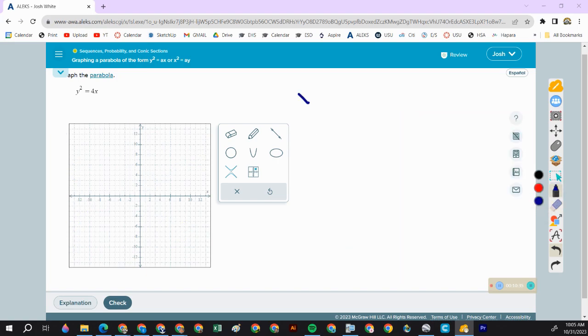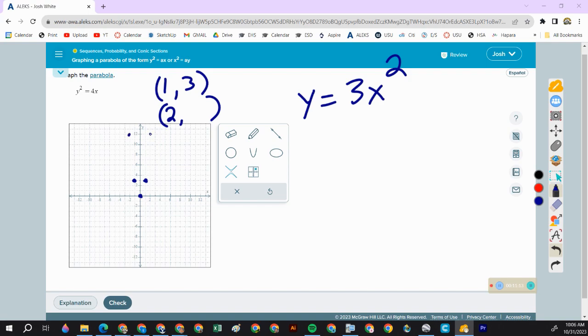What if I had y equals 3x squared? Okay. So my center is 0, 0. What about x equals 1? When x equals 1, what does y equal? 1 squared is 1 times 3 is 3. So 1, 3, which means negative 1, 3 also works. What about 2? 2 squared is 4, and 4 times 3 is 12. So 2, 12, and negative 2, 12.